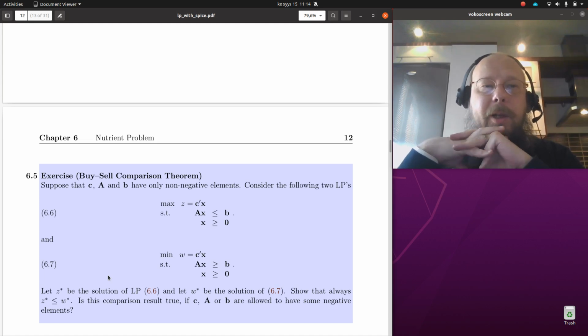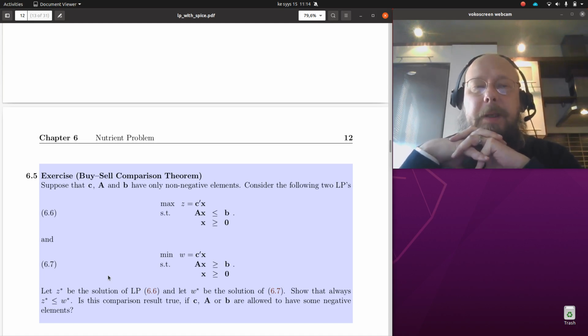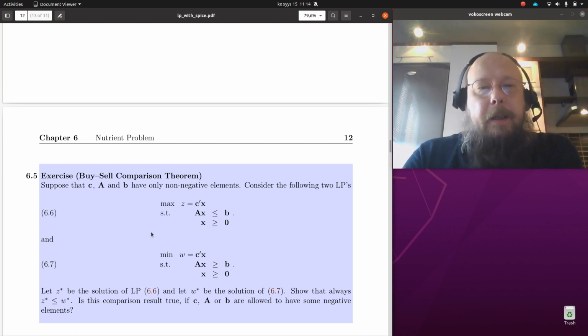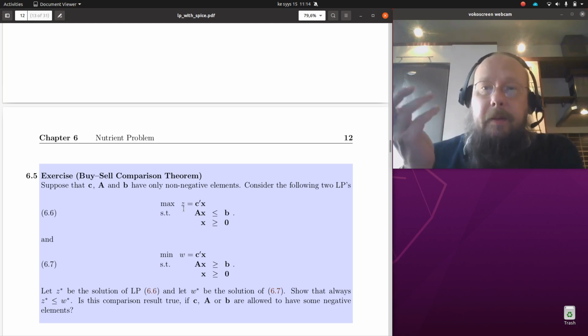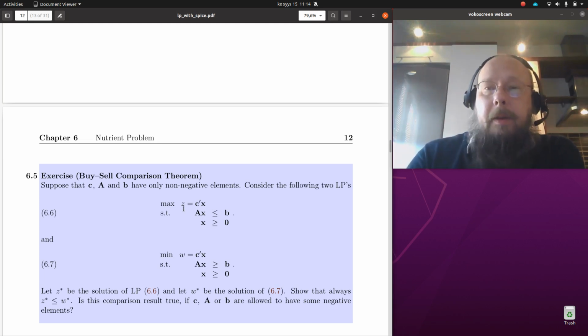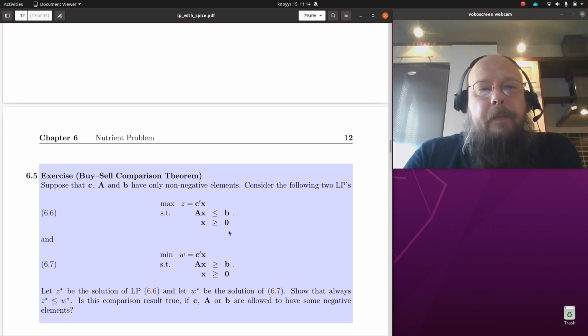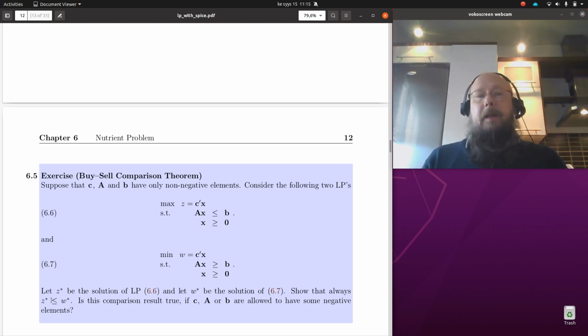So this is a general, well, you could call this a theorem. This is a buy-sell comparison theorem. So if z star here is the solution of this, I'm not looking at the optimal solution x star at all. This is only on the level of the cost, not the optimal decision. So if z star is the solution of this maximization, and w star is the solution of the minimization, it's always so that z star is less than or equal to w star. This happens always.